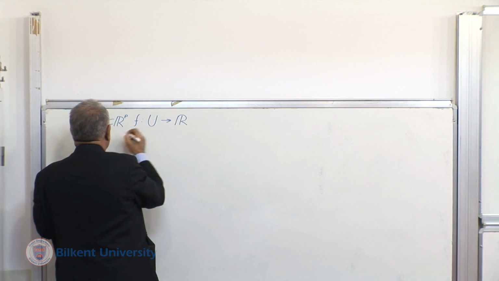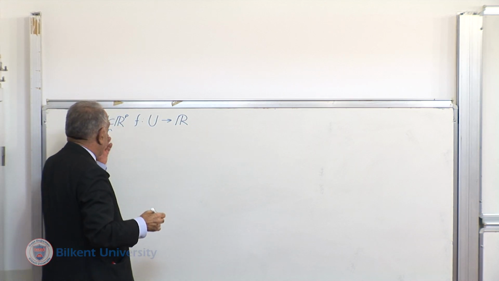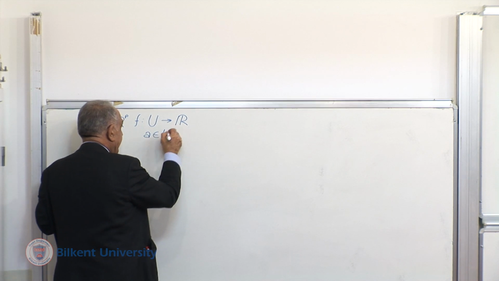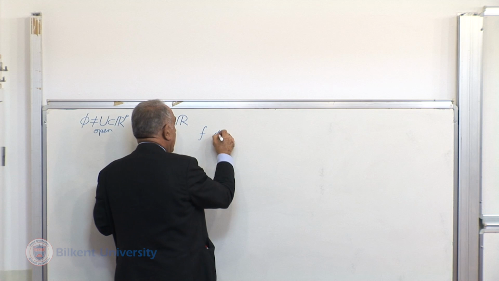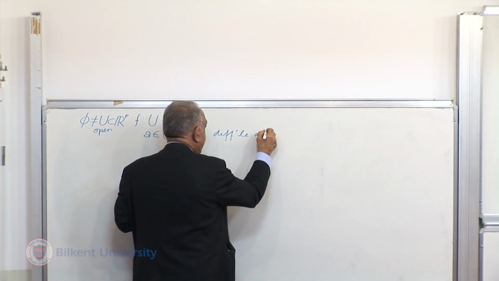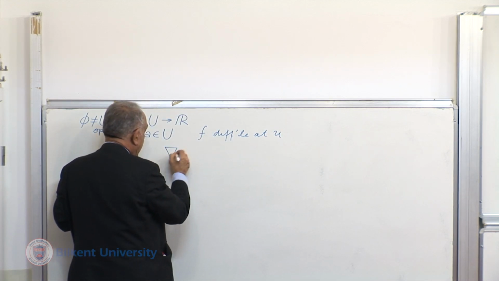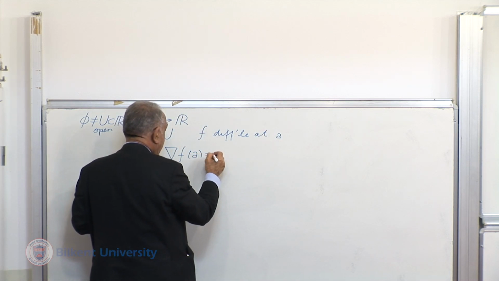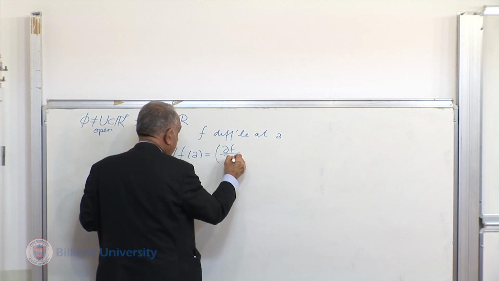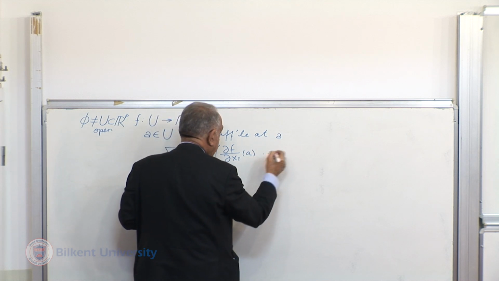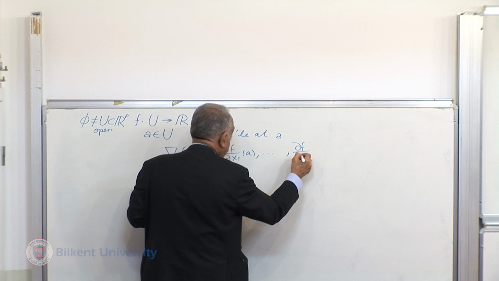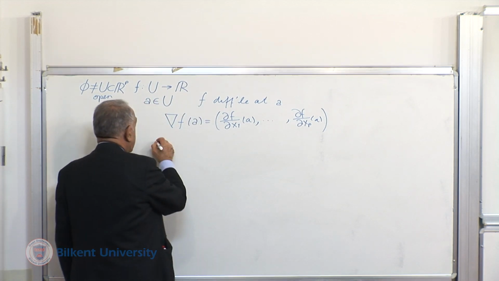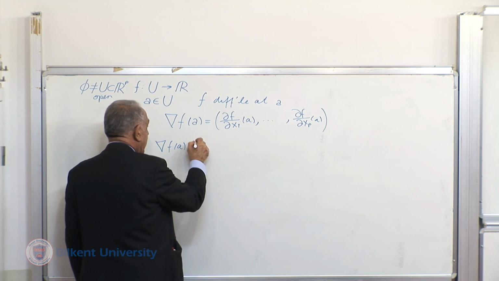U to R. So assume this is open. Well, you take just some interior point in here, A in U. Now, you assume that F is differentiable at U. Now, the gradient of F at A, the point is A, this is defined as... and you assume that the gradient at A is different than 0.